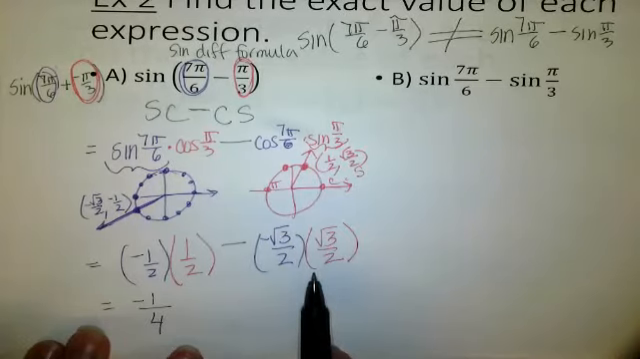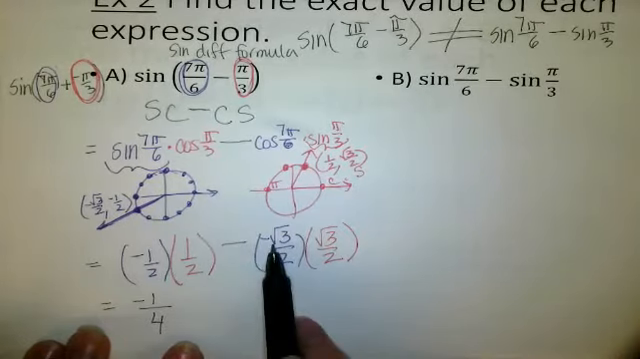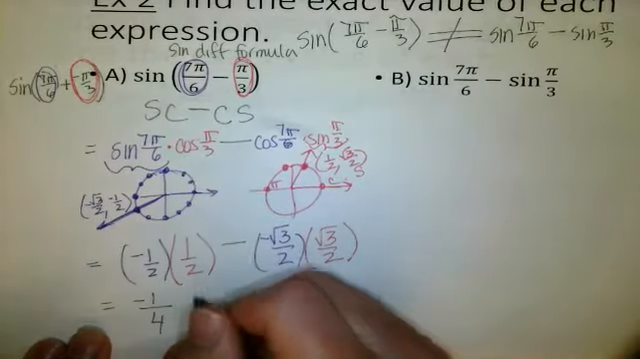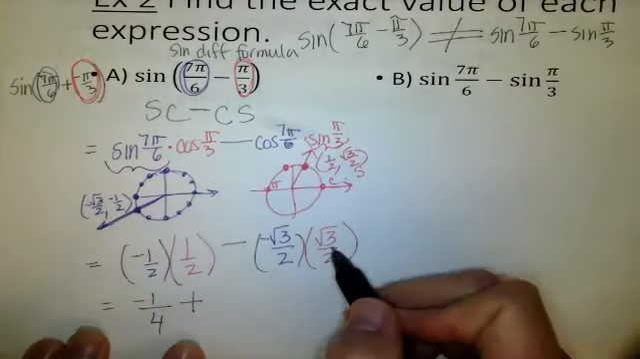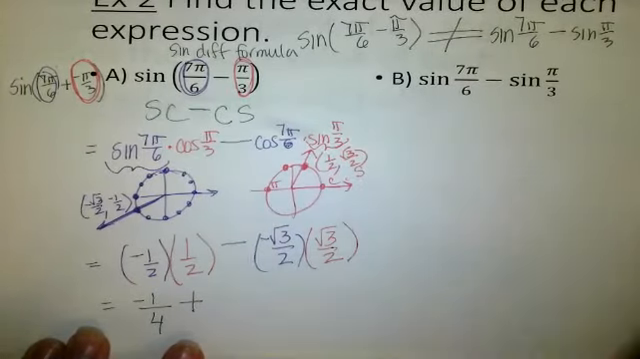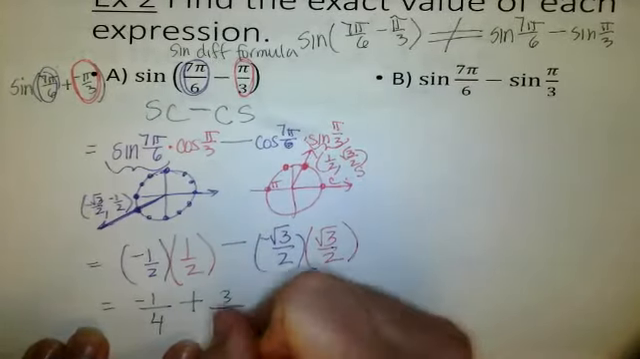Oh, it's going to turn positive, right? Yeah, because all these are multiplied together. So positive, negative times negative is positive. Radical 3 times radical 3? Radical 9. What is radical 9? Just 3. Okay. Over 4.